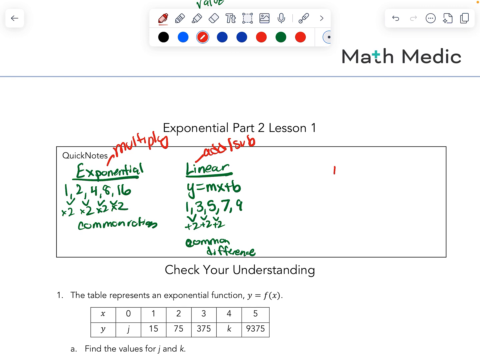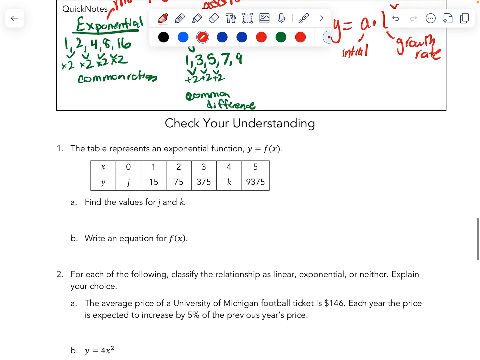Our exponential is of the form y equals a times b to the x, where a is our initial amount and b is our growth rate. If this represents an exponential, how are we getting from here to here? This is times 5. What times 5 gives us 15? J would equal 3 times 5. K would be 1875. So f of x is our initial times our growth rate to the x power.